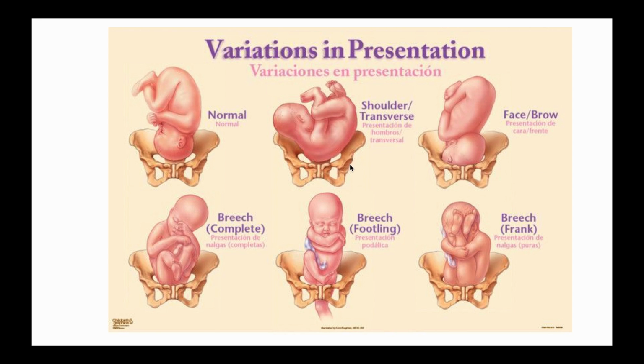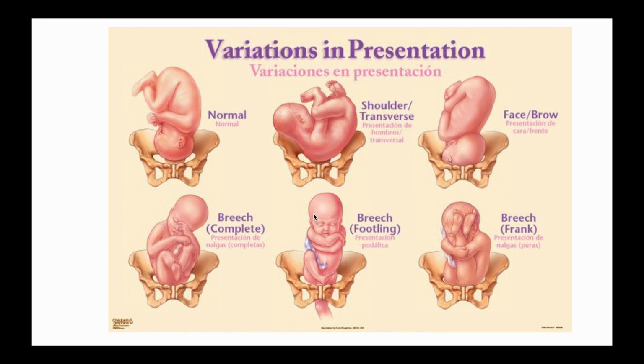And so this is the normal presentation, in which the baby is coming with the head, as in cephalic. Then we have the shoulder presentation, as you can see over here. Then we have the face or the brow presentation, as we can find over here. So the baby is coming with a face, as you can see, a very stubborn baby.